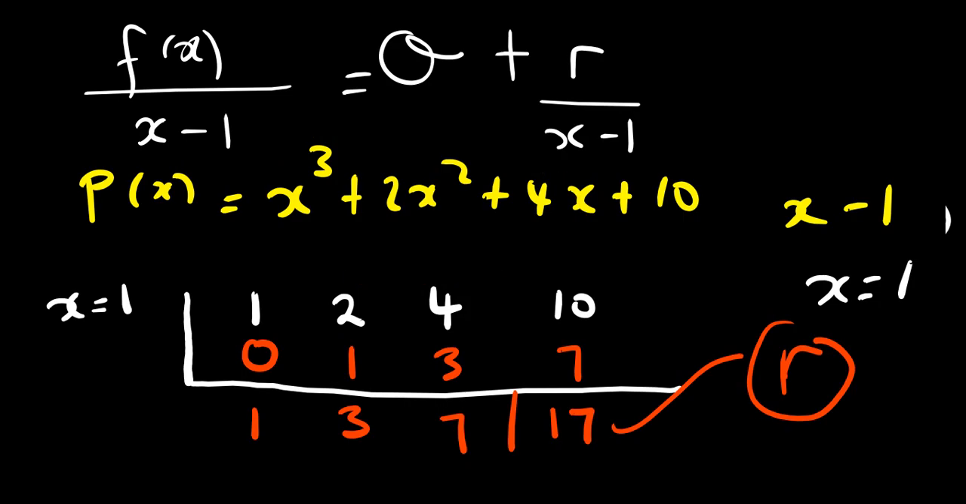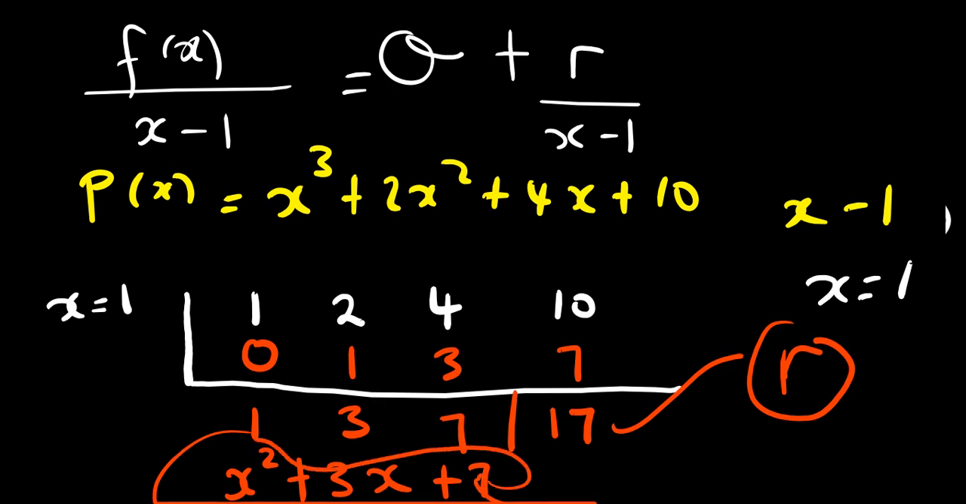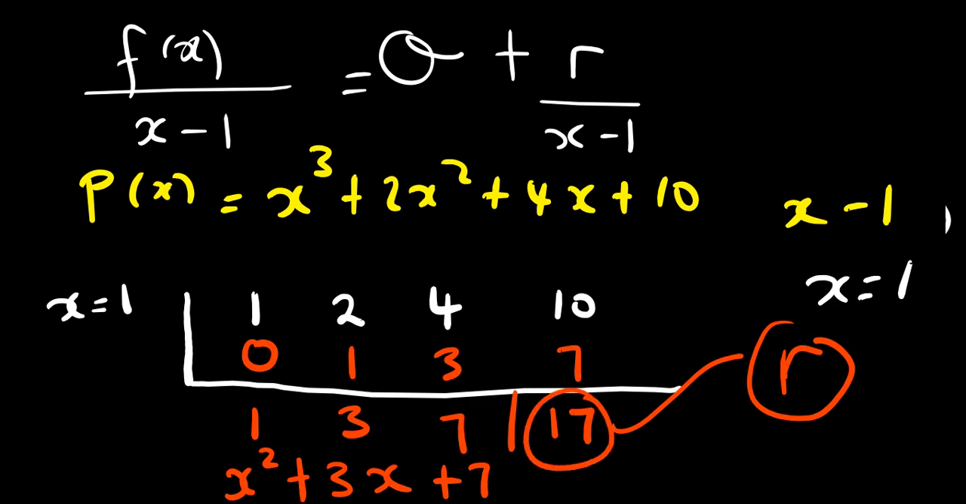So what are you going to have? You have x squared plus 3x plus 7. So this is one of the factors, but it's not really a factor because there's a remainder. If it was a factor, if you had a 0 here, this just shows you that this is the answer that we get, the quotient. Okay, that is a quotient.